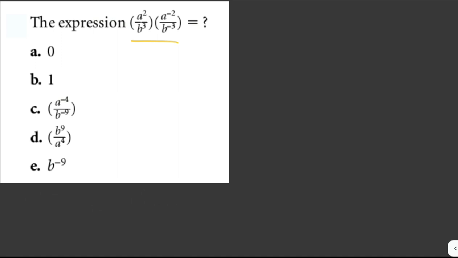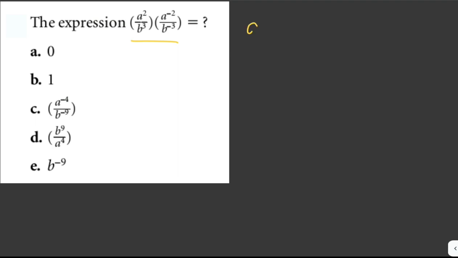The expression a squared over b cubed times a to the negative 2 over b to the negative 3 equals. Since the given expression has terms with negative exponents, a term with a negative exponent in the numerator of a fraction can be rewritten with a positive exponent in the denominator, and a term with a negative exponent in the denominator can be rewritten with a positive exponent in the numerator.